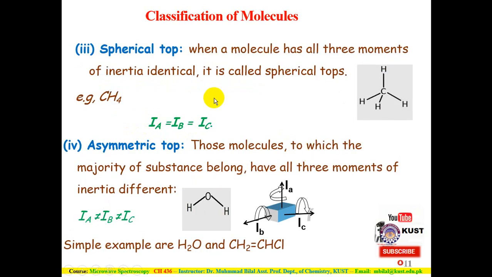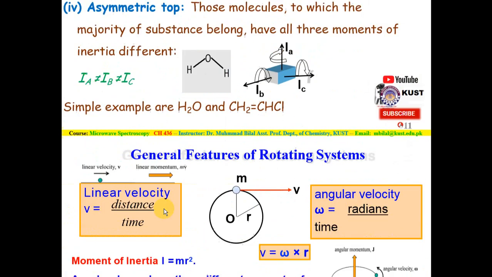Next is the spherical top molecule, in which all three moments of inertia are similar. Ib, Ia and Ic will be similar. Example is the methane molecule. And the last is the asymmetric top molecule, in which all three moments of inertia are different. Examples are the water molecule and ethylene chloride molecule.